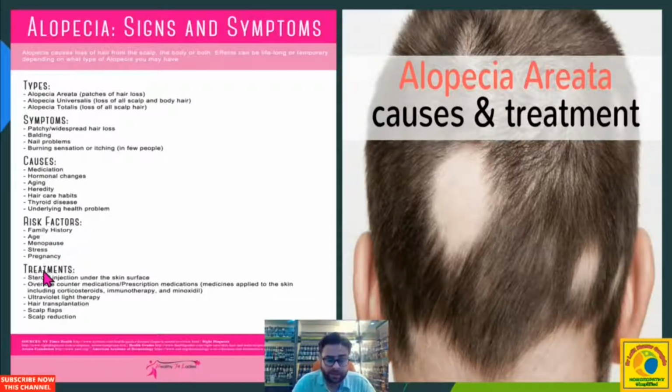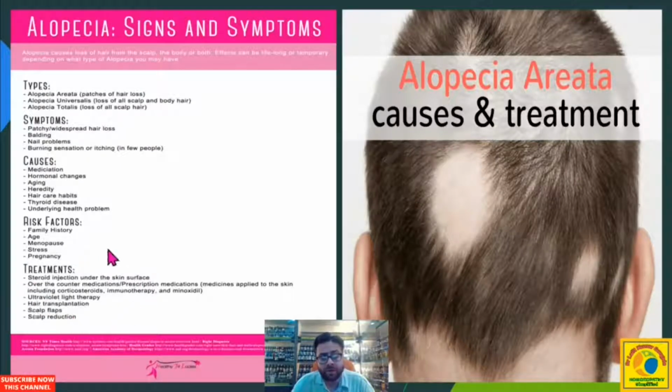And here this point of the treatment indicates only the allopathic mode of treatment, not the homeopathy one. Okay, so here what they do in the allopathy, they inject some steroids under the skin and under the skull. Over the counter medication, prescription medication, if the alopecia is caused due to certain type of the medication, then they prescribe the counter medication to nullify its effect. In some cases they use the corticosteroid and immunotherapy, ultraviolet light treatment, hair transplant and all these things.